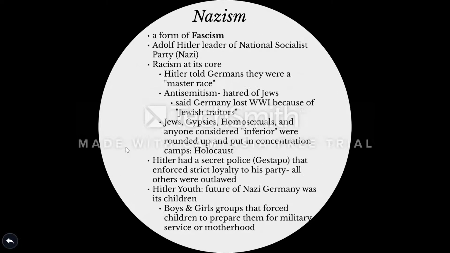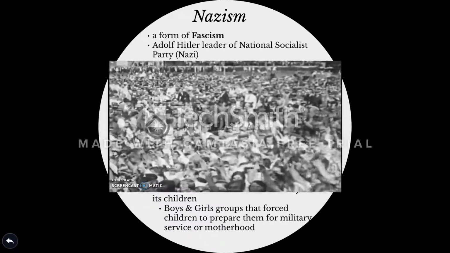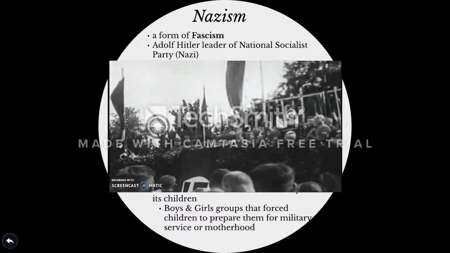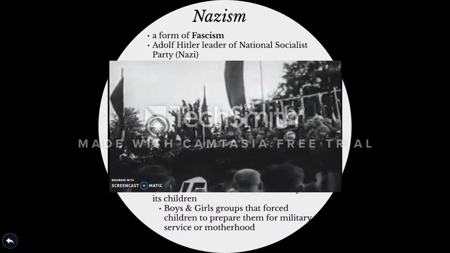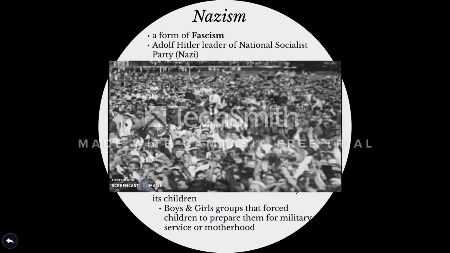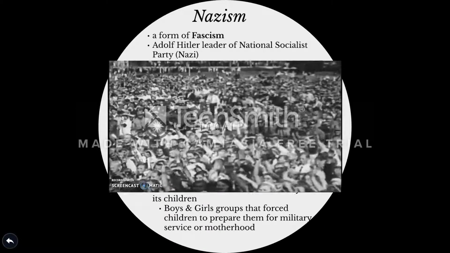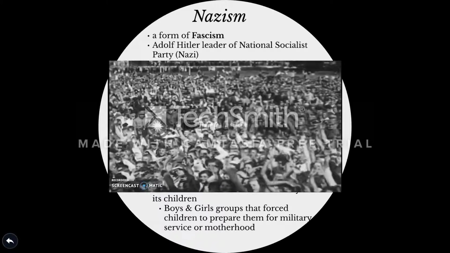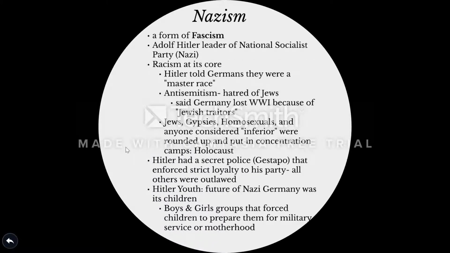All right, next we're going to go on to Adolf Hitler. So he practiced Nazism, which was a form of fascism. So at this time, nationalism really became a big thing in Europe as countries, when they were recovering from the war, started to want to fight for their own countries and get their own rights back.